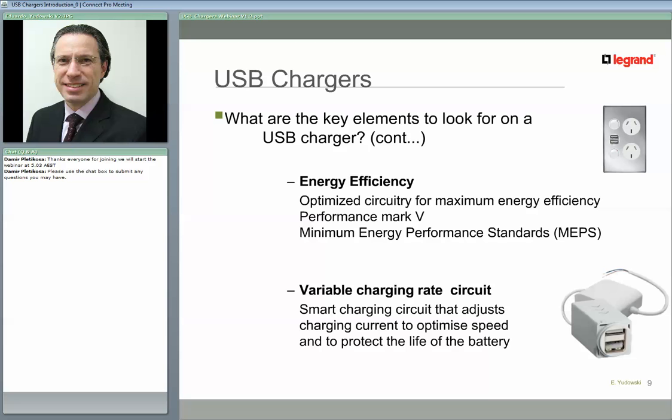Variable charging rate circuits, smart charging circuits that adjust charging current to optimize speed and to protect the life of the battery. I've seen chargers out there that don't regulate the current properly, and that could potentially or literally cook the battery if the current is not variable.